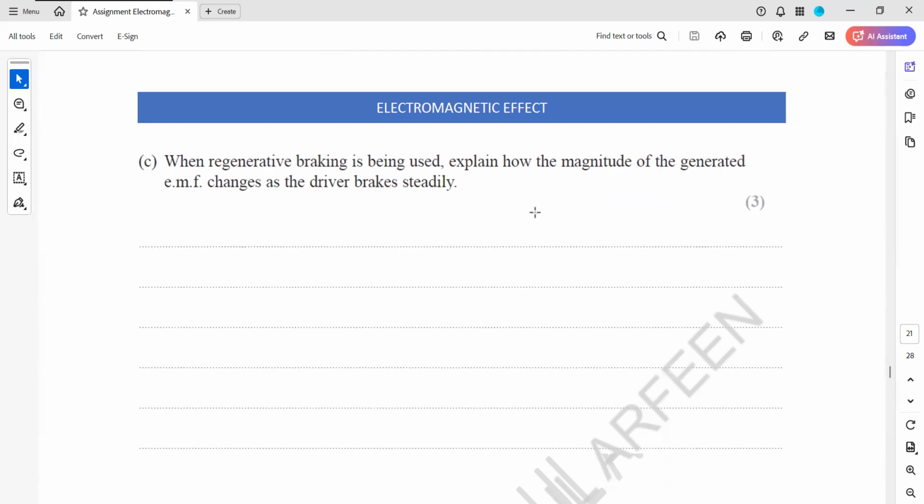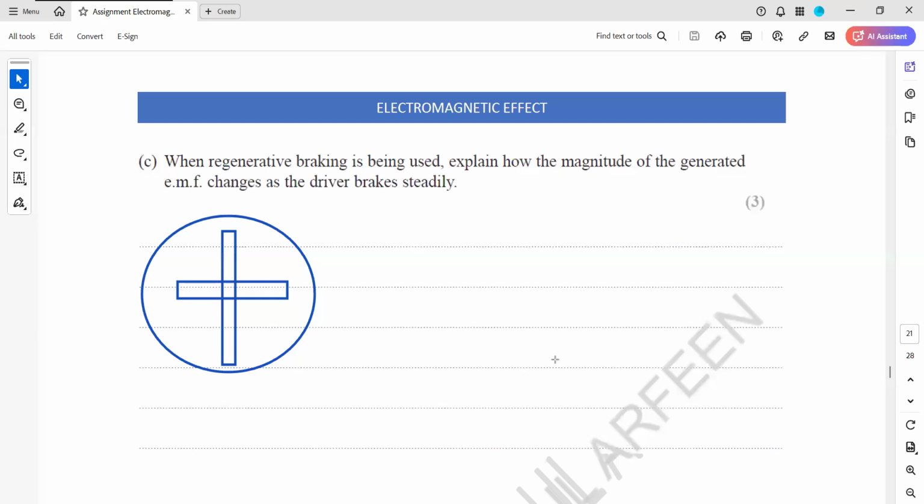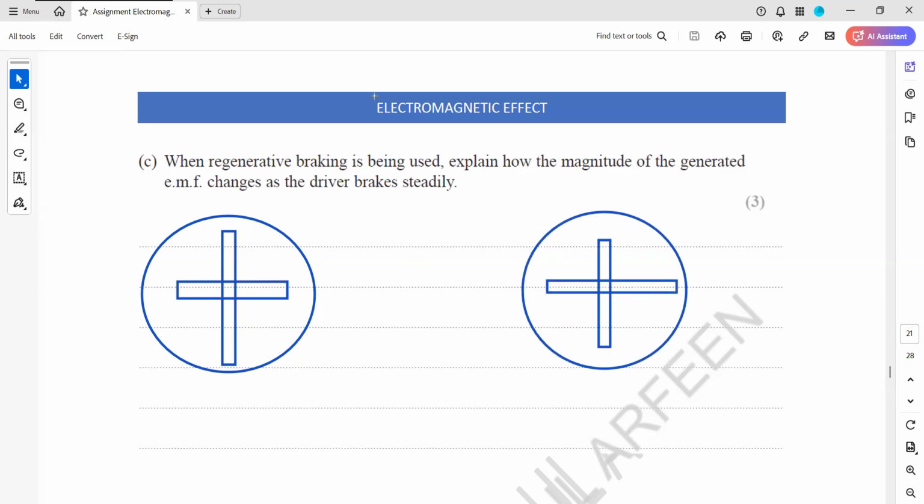When the driver is applying a brake, what will happen? So the speed of rotation of the wheel will decrease. In the beginning the coil is connected to the wheels. So in the beginning, as the car is moving faster, the rotation will be much greater. As the wheel is rotating faster, the coil will rotate at a higher speed. But as it is braking, it is decelerating. So the speed of rotation of the coil will also change. In the beginning it is faster and then it is slower.